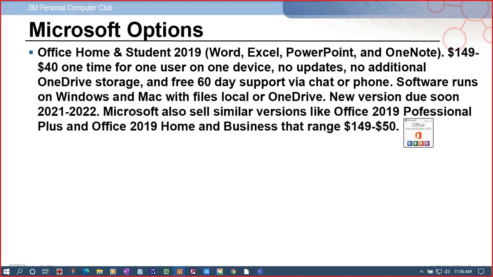Okay, so here's some other options from Microsoft. One of them is called Office Home and Student 2019. This only gets you Word, Excel, PowerPoint, and OneNote. And these are full versions of the package. That lists for $149, but you can find it as cheap as $40 out on eBay and other places there. This is a one-time charge and is only good for one user on one device.